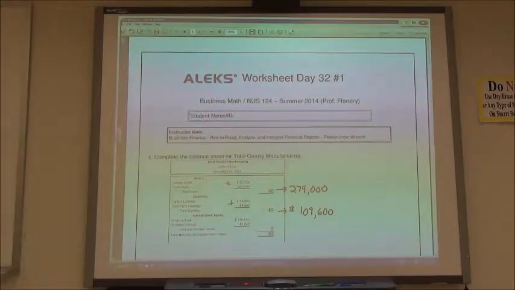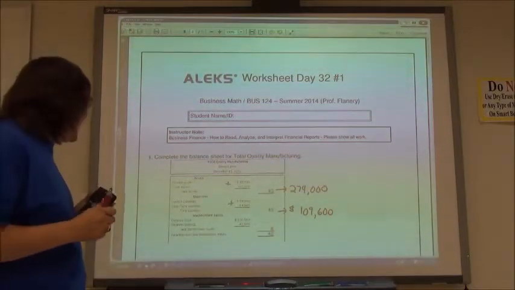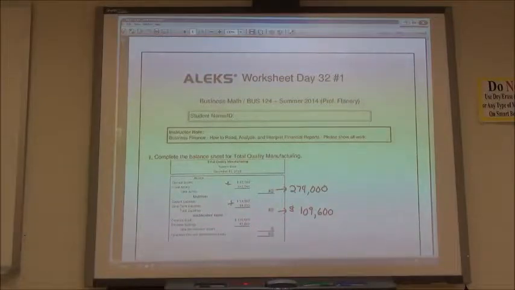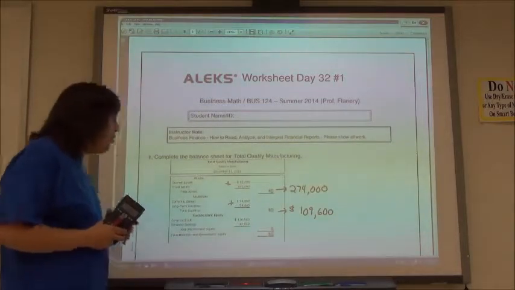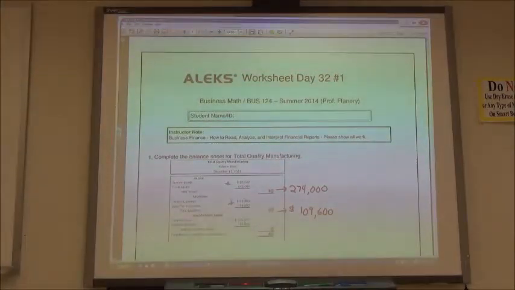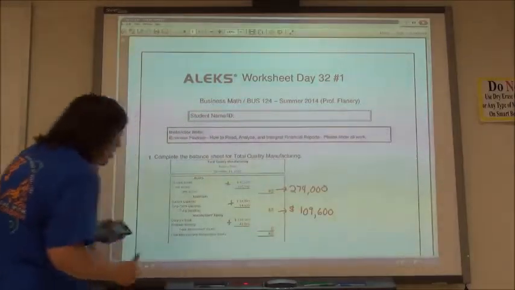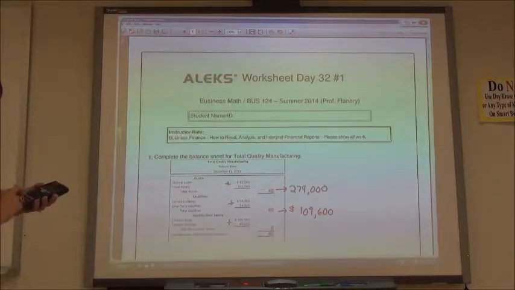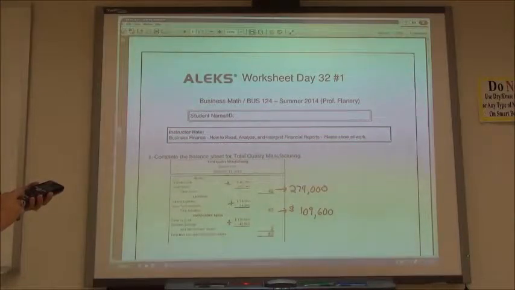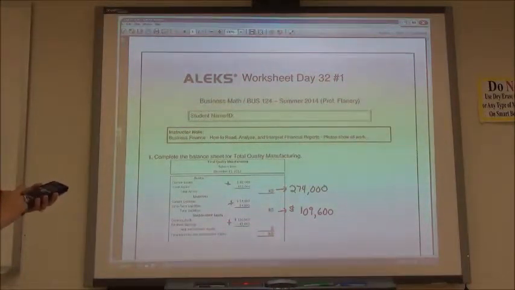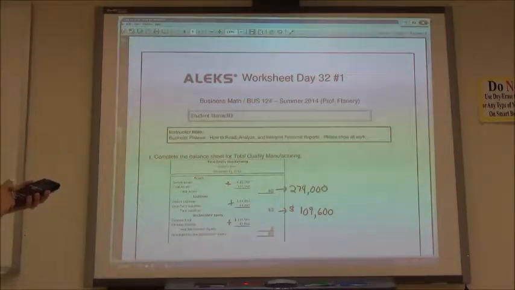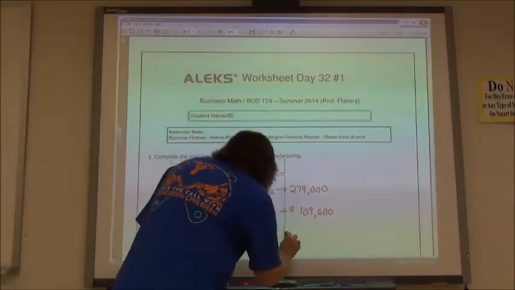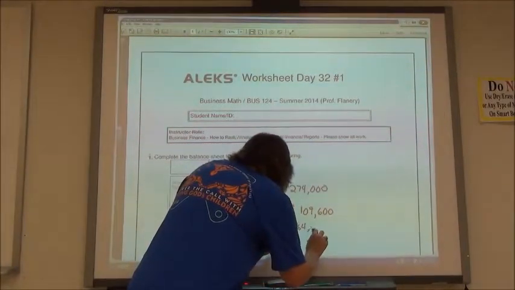My stockholders' equity. I have some common stock which is worth 120,560. I have retained earnings of 43,840. So again, I'm finding the total of my stockholders' equity. So if I add those two numbers together, I'm going to find the total. So 120,560 plus 43,840. If I add those together, I get 164,400.